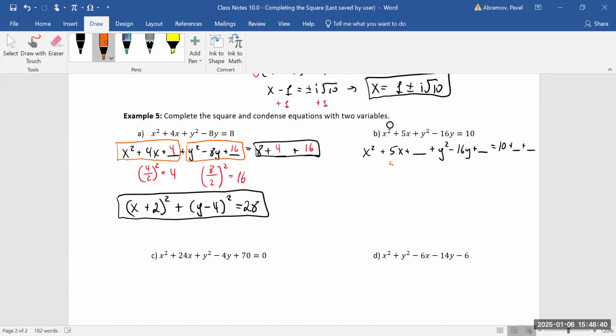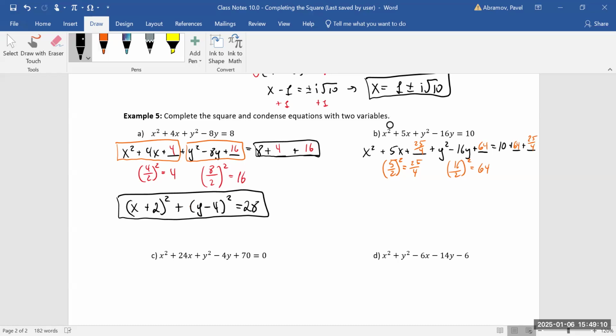Okay, so for the x's, it's 5 divided by 2 squared, which is 25 over 4. So we're just going to leave this as a fraction. For the y's, it's 16 divided by 2 squared, so it's 8 squared, which is 64. So on the right side, we're going to add 64 and 25 over 4.